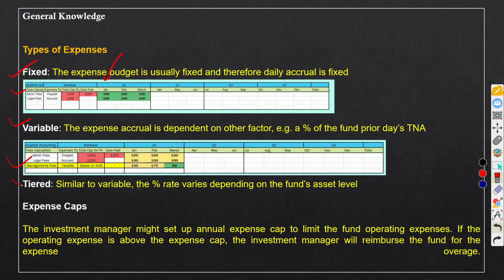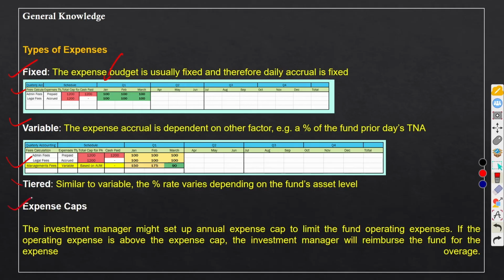Tiered expenses means you can create a class, right? Similar to variable, the percentage and rate depend on the asset levels. So if you have different funds, fixed income, equity based funds, or derivative based funds, derivative based funds always charge high fees. Fixed income based funds always charge low fees. Equity based funds charge a moderate level of fees. So that's the structure you would see in place as well.